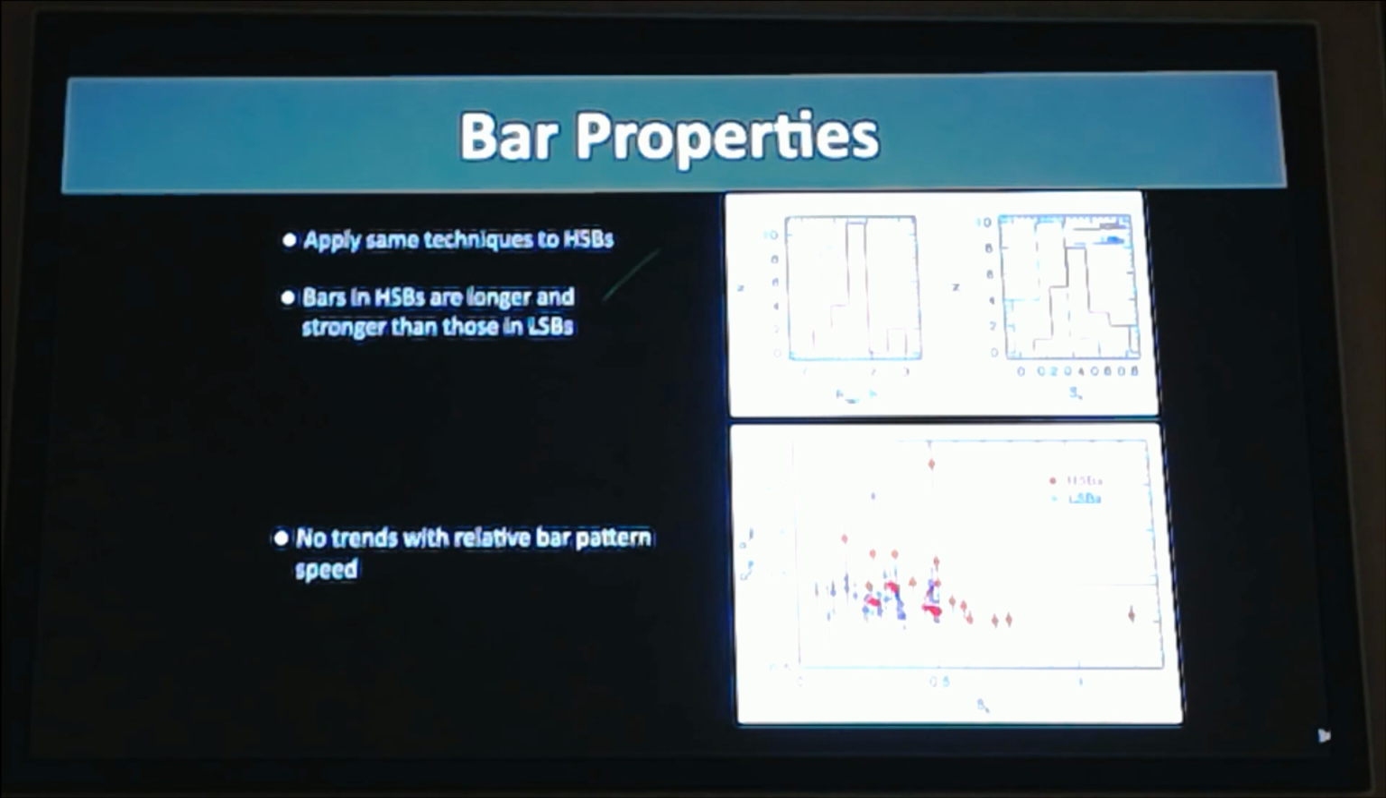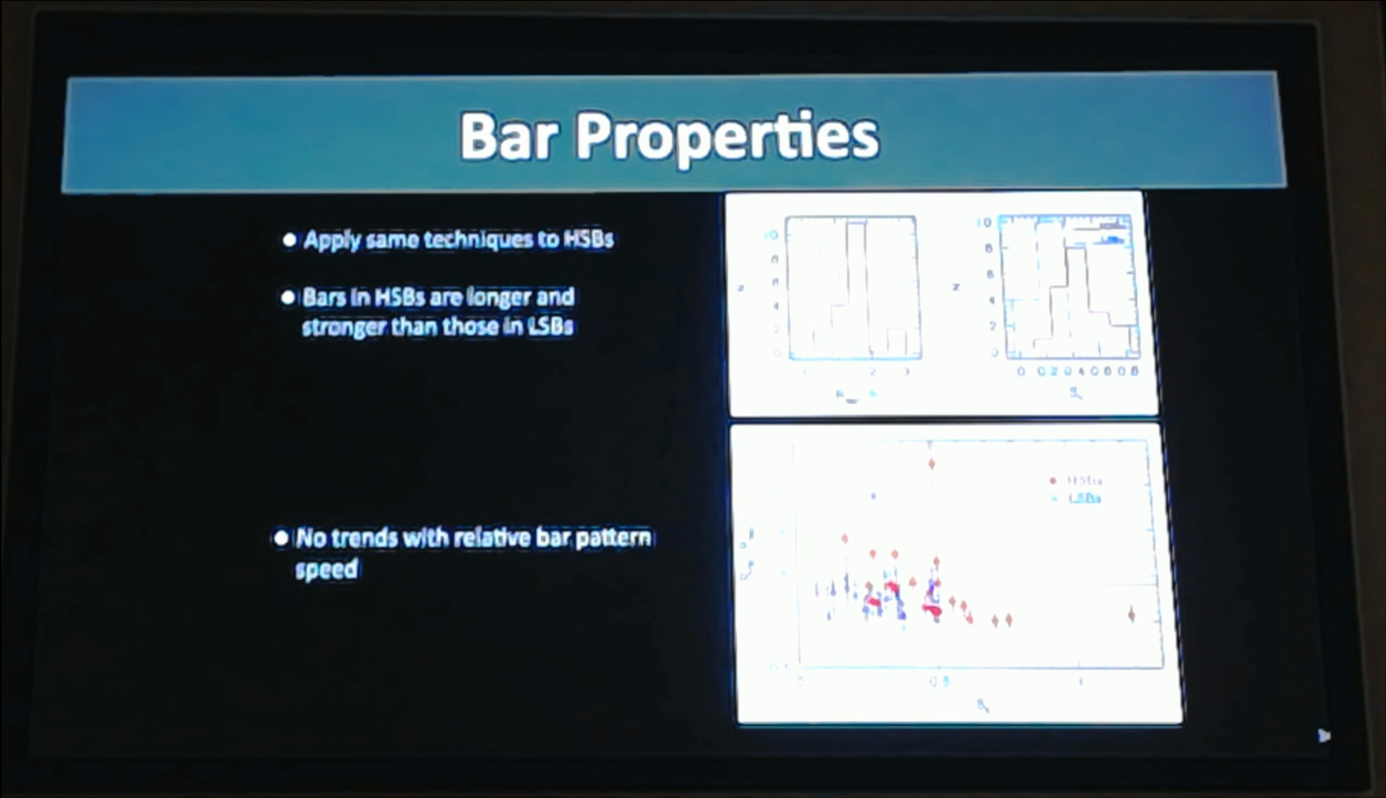In this histogram up here, this is a normalized bar length, so the bar length divided by the disk scale length. This is because LSBs and HSBs don't necessarily have the same physical size. So comparing the bar length to how big the galaxy disk is, is a much better comparison. We find that our LSBs, the blue histogram, have lengths that are roughly around the order of their disk scale length, whereas HSBs are closer to 2. So 2 different populations of bar lengths.